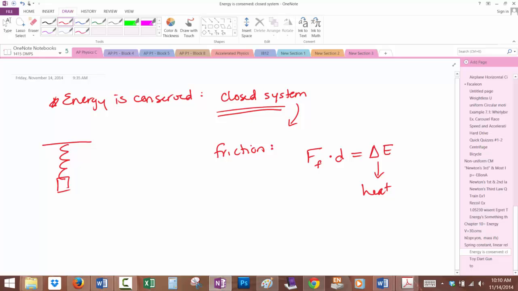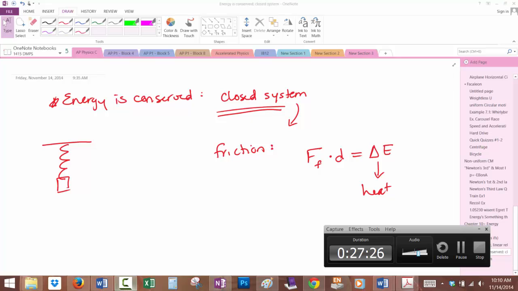Or you have to increase. There is one system from which no energy can be added or removed. That system would be the universe, right? You can't get any bigger than the universe.